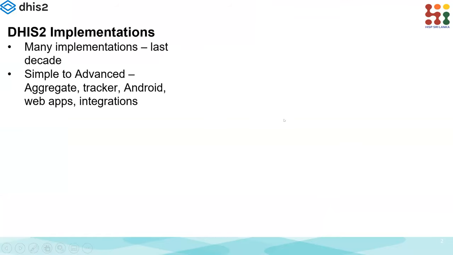So a little bit of background about what we actually do when we are implementing. I have been implementing information systems during the last decade or so. My entire team in Sri Lanka has been implementing different types of DHIS2 systems, like aggregate, tracker, Android, and recently some advanced integrations as well as developing web applications. So we do a lot of stuff.